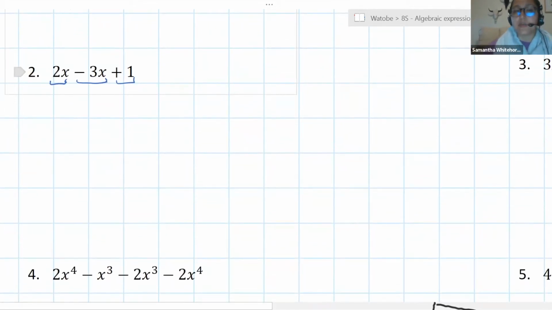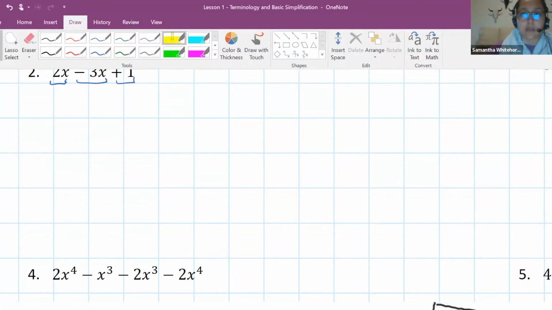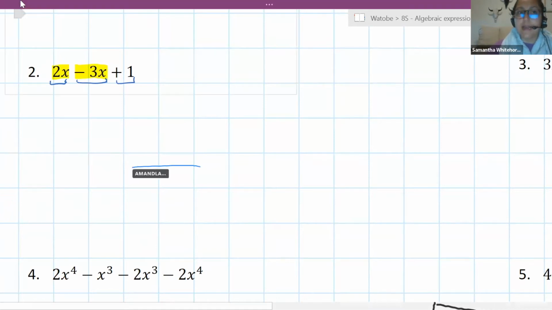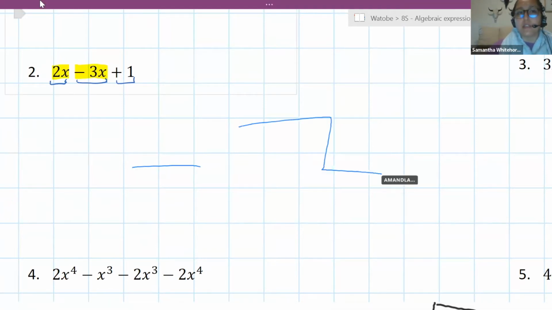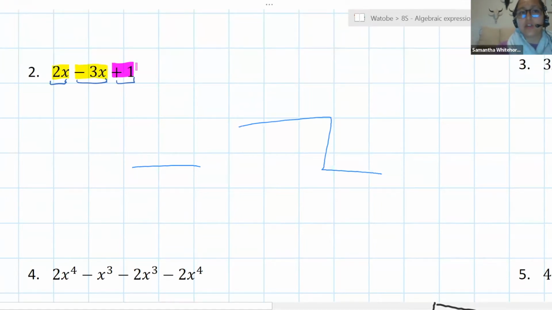So if we jump back to this question here, 3 terms. Now we want to find our like terms. Now, if you want to, I'm someone who loves to highlight and color and do all of these things. Grab a highlighter and you can highlight as you go which terms are like terms. So I can see that the 2x and the minus 3x are like terms because they have the same variable and the same exponent. Can someone tell me what the word is that we would use to describe the plus 1? What sort of term is plus 1?